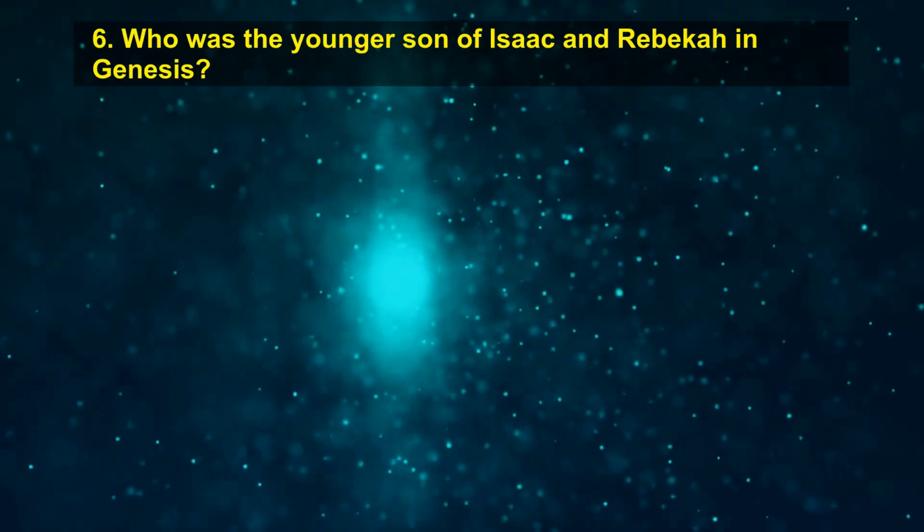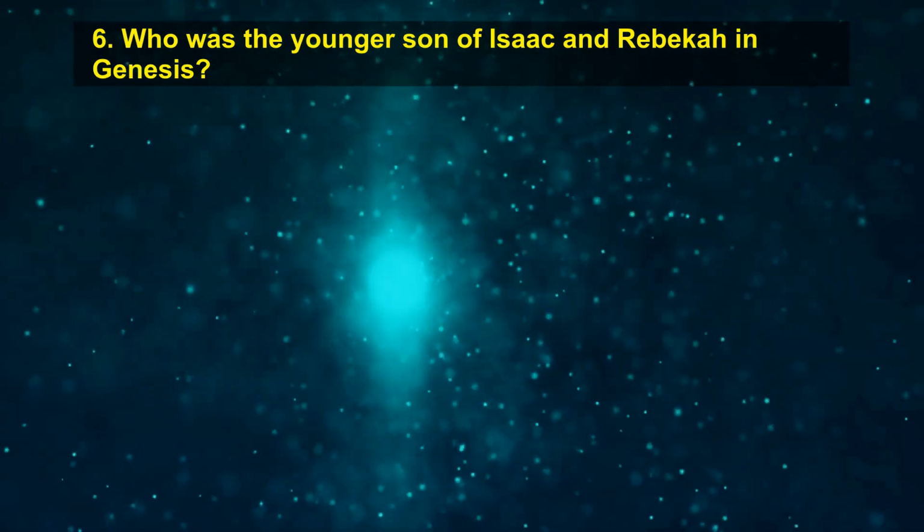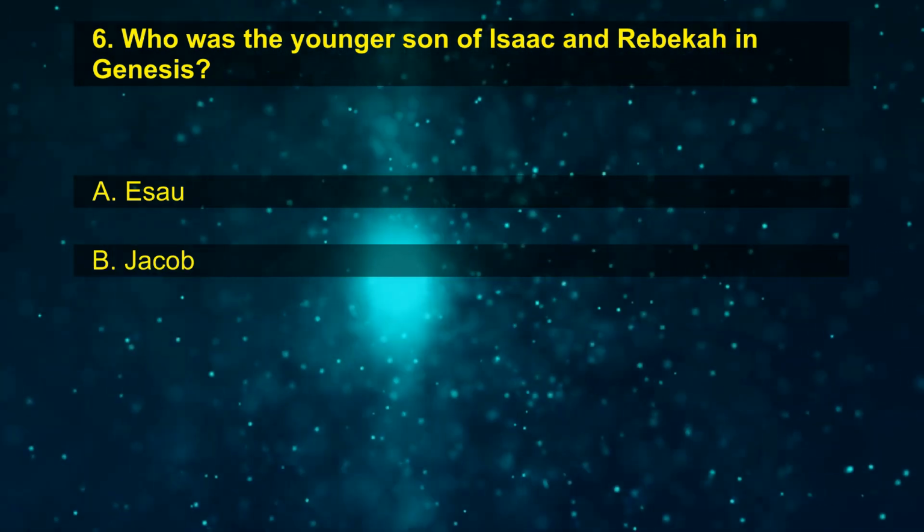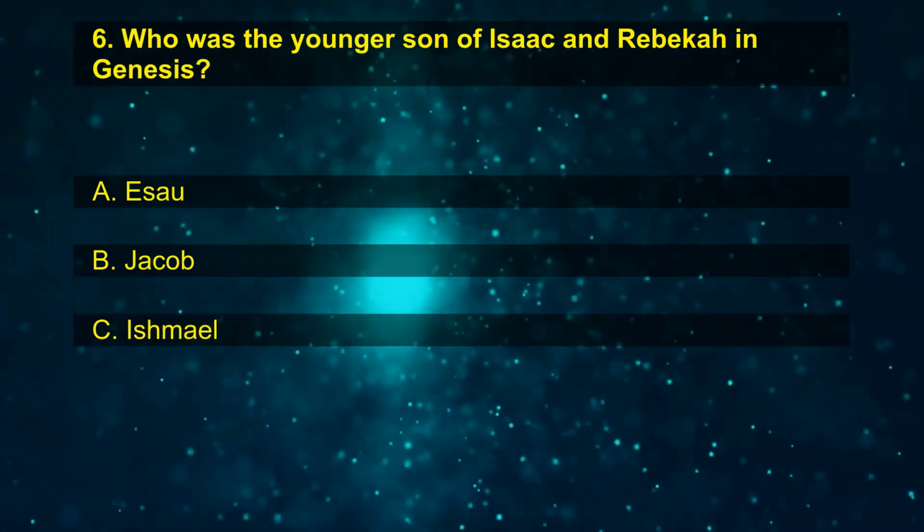6. Who was the younger son of Isaac and Rebekah in Genesis? A. Esau. B. Jacob. C. Ishmael. D. Abraham.